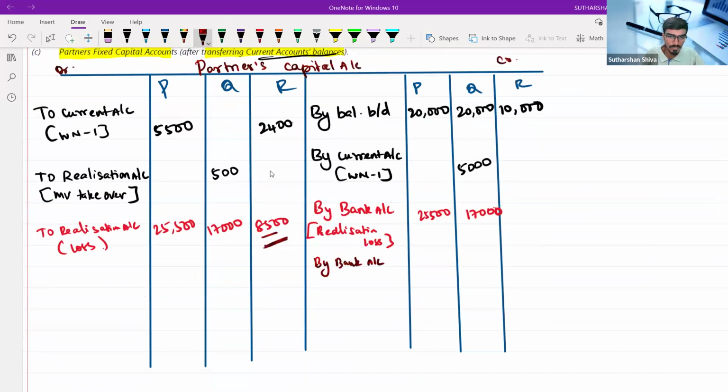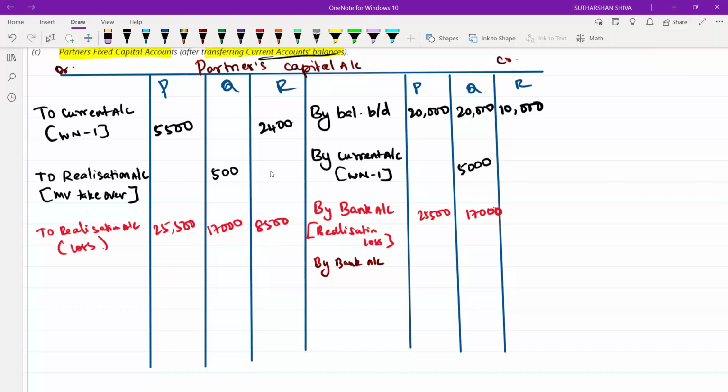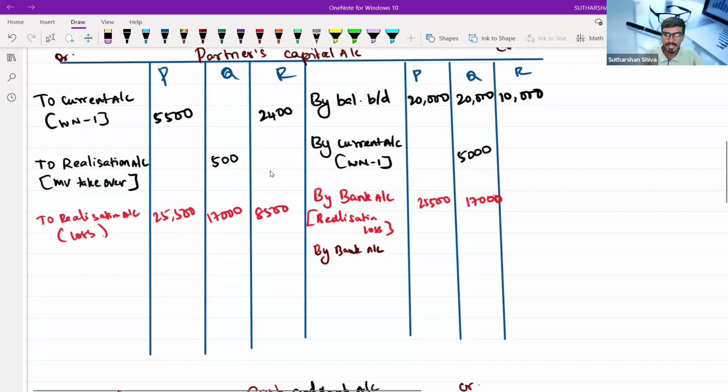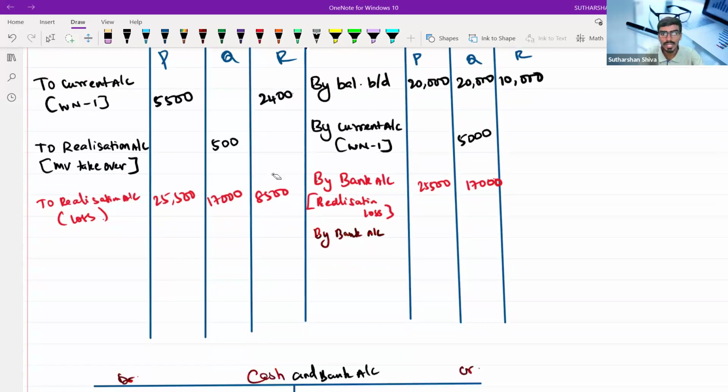What is the total amount due of R? Calculate the debit side value. 2,400 plus 8,500, plus 900. That is 10,900. 10,900 is the total value. Now I'm going to balance it. On that, 10,000 is already there. I have a balance of 900. Out of 900, how much can I recover from him directly? 1/3. 1/3 means 300 I can directly recover from them.